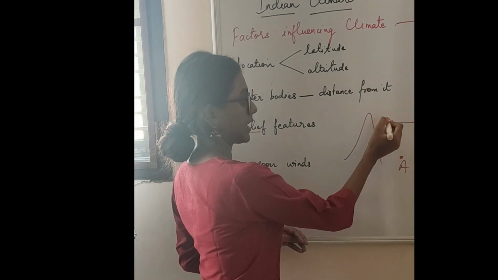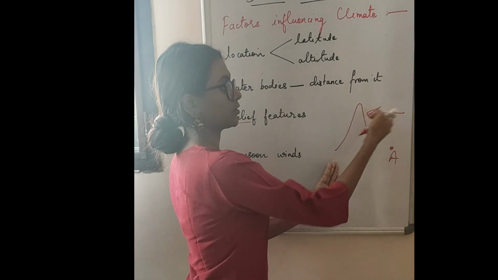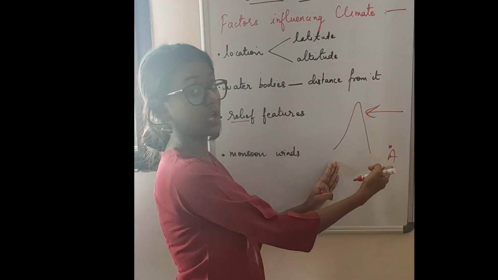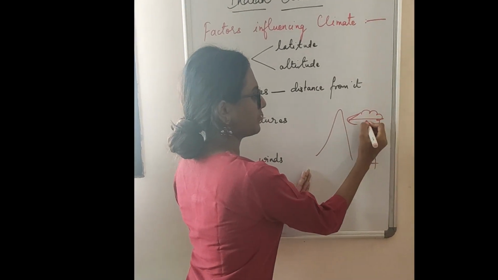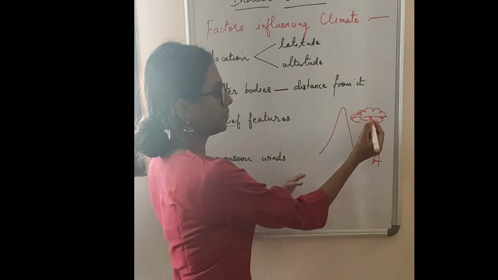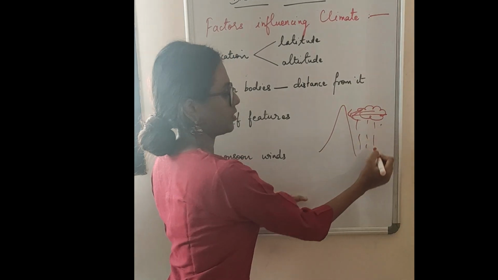Or if it lies in the path, right? If it's a high mountain and it lies in the path of rain-bearing winds, then it causes precipitation. Precipitation means rainfall. So the clouds are full of heavy moisture. So if it comes and hits this mountain, then it's going to cause rainfall.